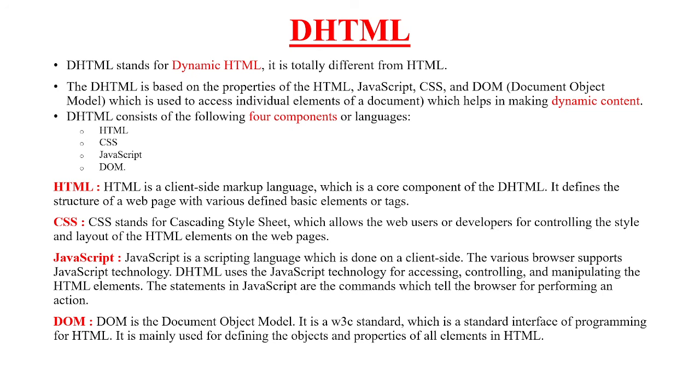Now let us move to the fourth component of DHTML, that is DOM, the document object model. It is a W3C standard, which is a standard programming interface for HTML. It is mainly used for defining the objects and the properties of all elements in HTML.